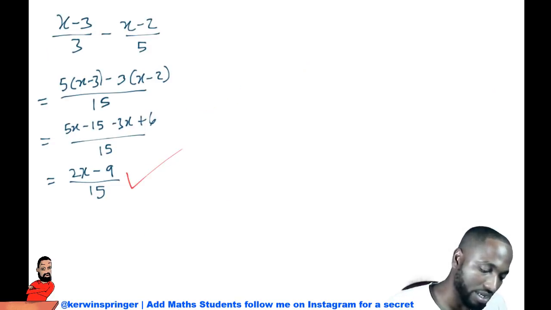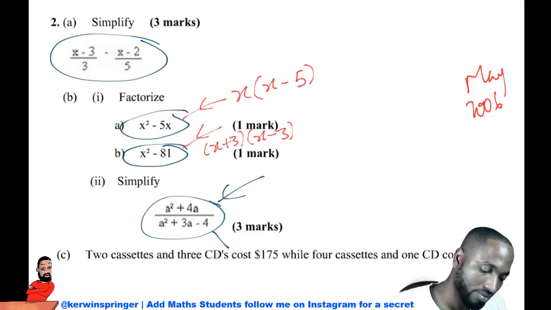Yeah, so some people are still on this. So the 5x came together with the negative 3x to make this. And the negative 15 and the plus 6 came together to make the 9. Now this is the one I want people to dance with.